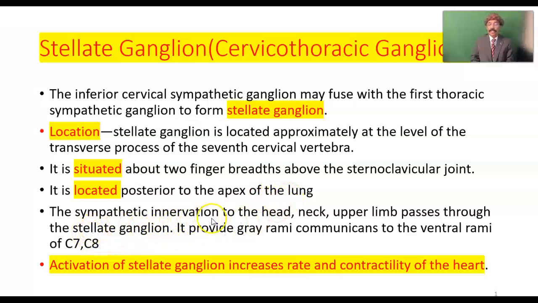The sympathetic innervation to the head, neck, and upper limb passes through the stellate ganglion. It provides gray rami communicantes to the ventral rami of C7 and C8. Activation of the stellate ganglion increases the rate and contractility of the heart.